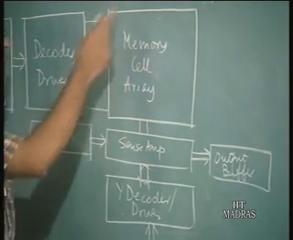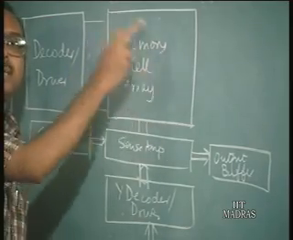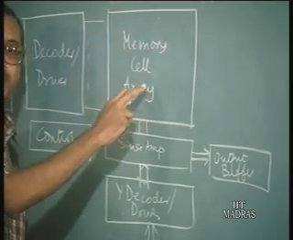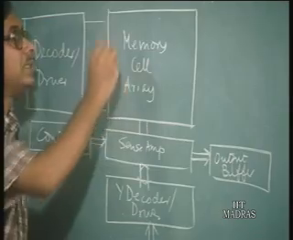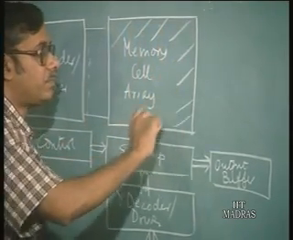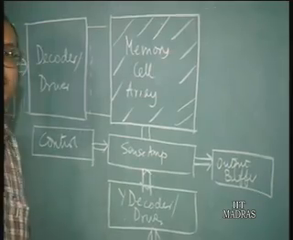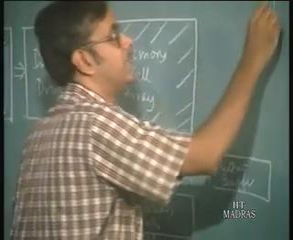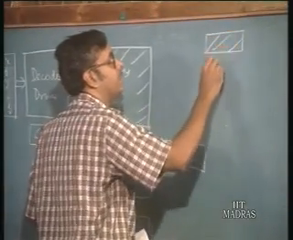So, this memory cell array is basically done using CMOS. The memory cell array will remain CMOS in the BiCMOS memory. So, this is CMOS.